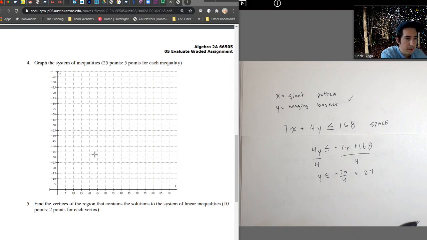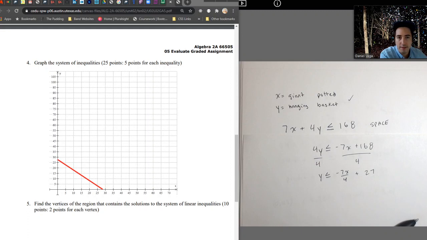Let me graph that line. I'd start at 27. Let's say 27 is about here, and then go down 7 over 4. Sorry, let me think for a second. If y is 0, x is 28. So it'd be something like this. And imagine that everything below that is shaded. That'd be the one graph here. Everything below this is shaded.